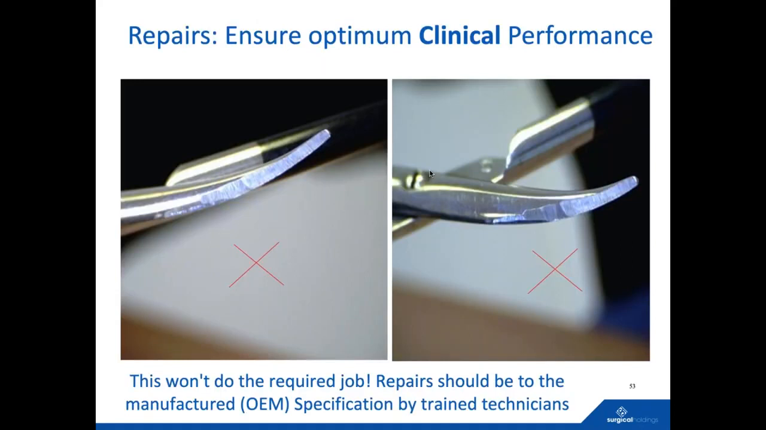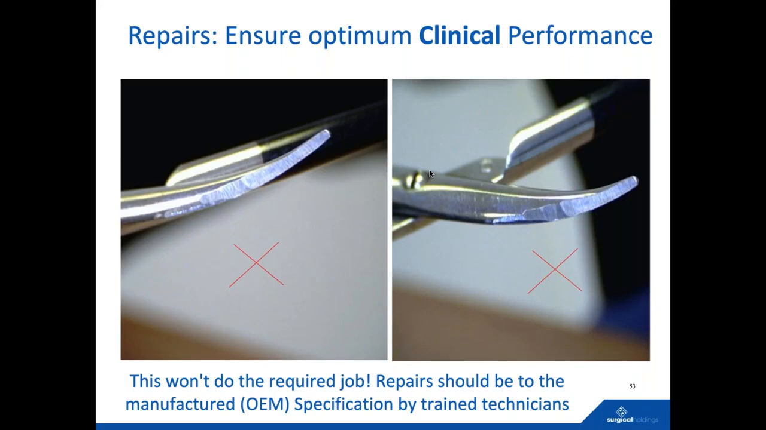So this is the sort of thing we don't want to see on a scissor. This is an attempt at somebody repairing a supercut scissor, a really expensive Stille supercut scissor. If we're repairing something, it should be to put it back to optimum clinical performance. And obviously this won't do the job, and could potentially hurt somebody as well.